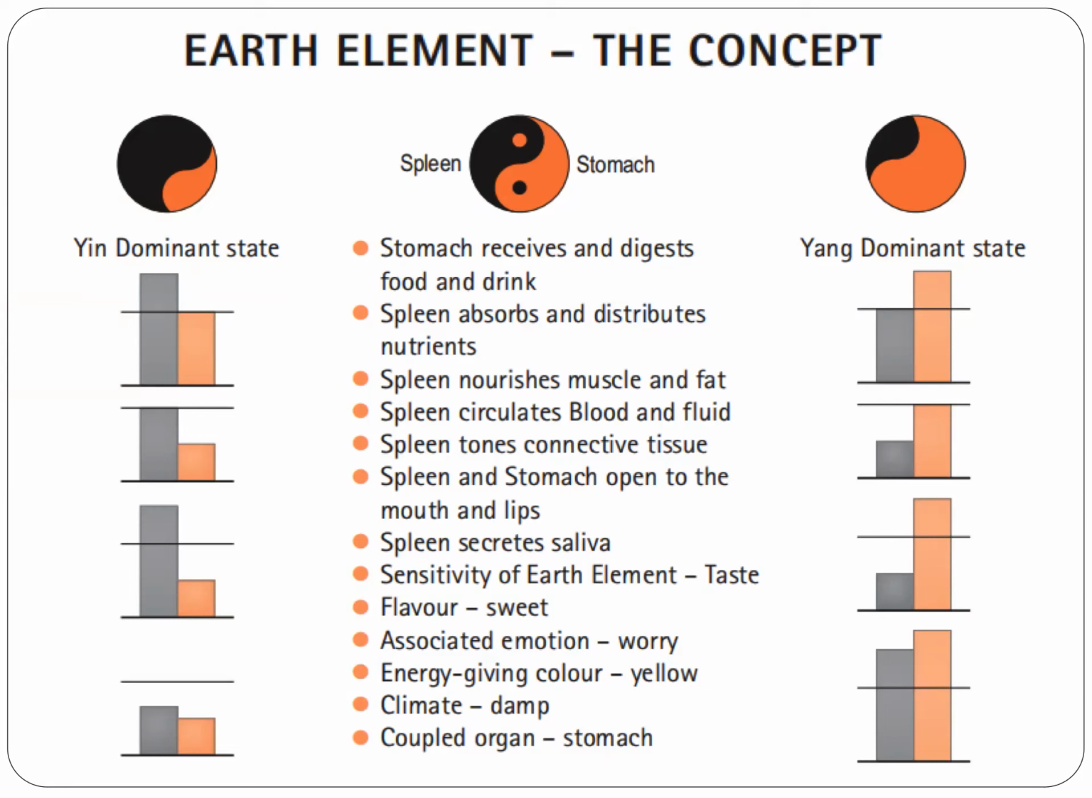Spleen secretes saliva, sensitive on earth element. In taste, flavor is sweet. Associated emotion is worry. Energy-giving color is yellow. The climate is damp. And the yang coupled organ is stomach.